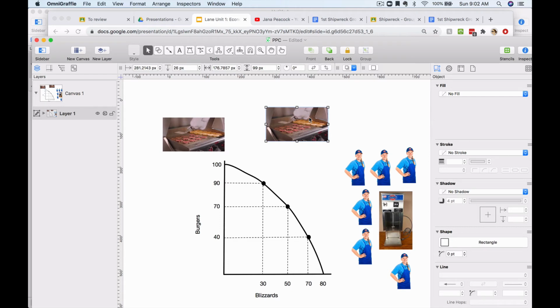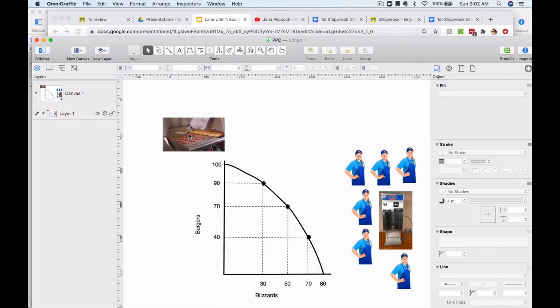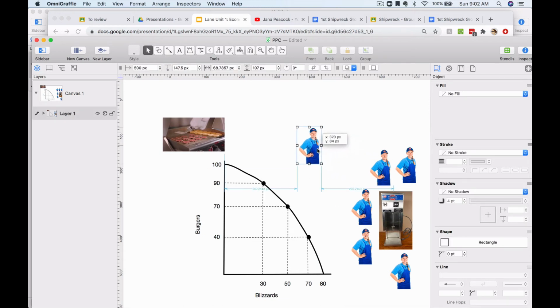But because the blizzard machine doesn't help me make burgers and the burger machine doesn't help me make blizzards, and also because the resource starts to get crowded as I add more and more employees, this doesn't have a straight line. It is curved. So I give up different amounts of burgers. When I take this first employee off the blizzard machine, my opportunity cost is only 10 blizzards, but I gain a lot of burgers because she's over here working and she doesn't have anybody in her way and she can do really well.